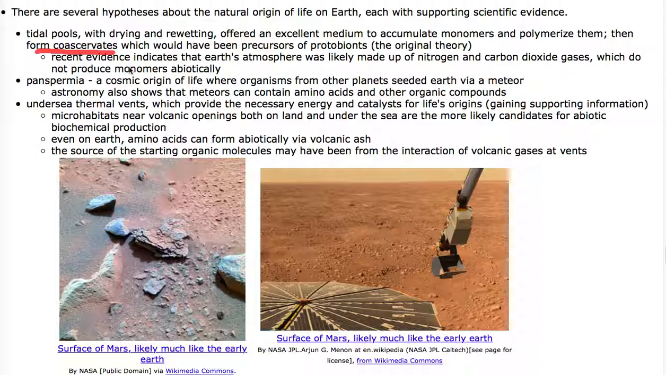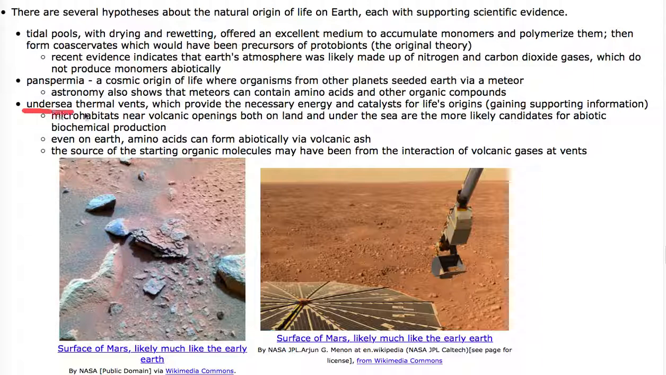The problem is, though, recent evidence indicates that probably Earth's atmosphere was mostly nitrogen and carbon dioxide, and they don't really do much in the way of monomer formation. So I'll talk more about that in a minute, but that doesn't look likely. Panspermia is the concept that we could have come from outer space. Living things could have come from an asteroid. That sounds far-fetched, but we've been analyzing asteroids, and they have some interesting compounds on them, including amino acids and small sugars. So it is possible that life had an extraterrestrial origin.